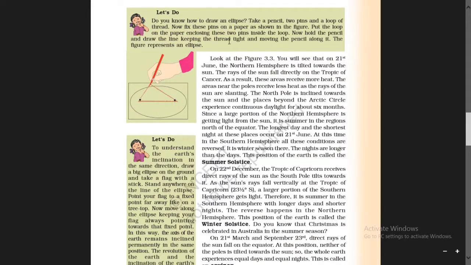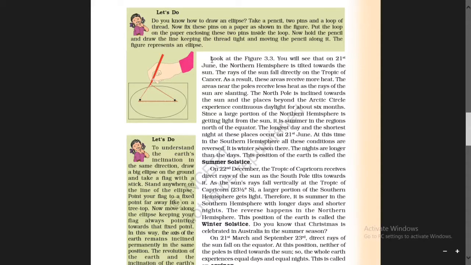Now hold the pencil and draw the line, keeping the thread tight. You should not make your thread loose. You have to keep the thread tight and move the pencil along it. The figure represents an ellipse. In this way, you will get an ellipse figure.